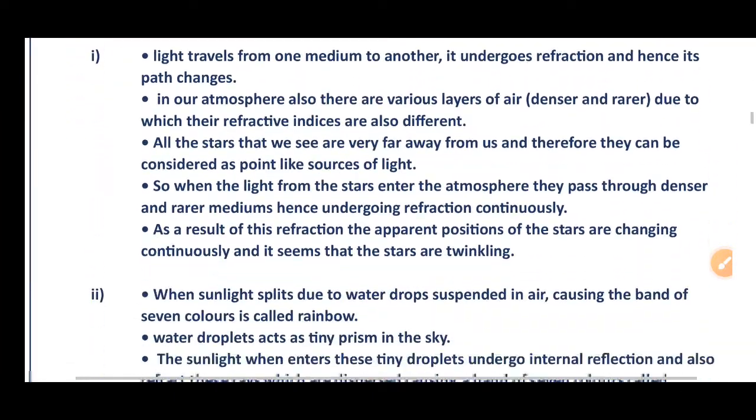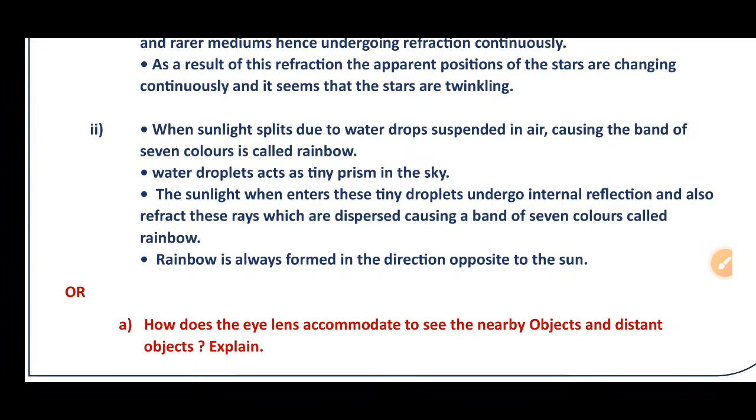Okay, then rainbow formation. When sunlight splits due to water drops suspended in air, causing a band of 7 colors, it is called a rainbow. Water droplets act as tiny prisms in the sky. The sunlight, when it enters the tiny droplets, undergoes internal reflection and also refracts from denser medium to rarer medium. Because of the critical angle, these rays are dispersed, causing a band of 7 colors called a rainbow. A rainbow is always formed in the direction opposite to the sun.